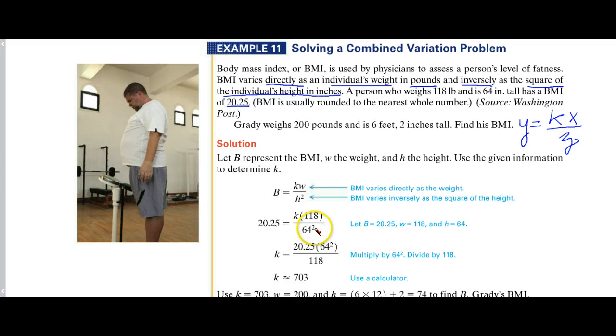Now we want to find out what K is. So we can cross multiply this, which gives us this, and then we divide by this, which gives us that. They did some fancy arithmetic here. So we cross multiplied and again got this. When we do this and put that in your calculator to check, we get 703.